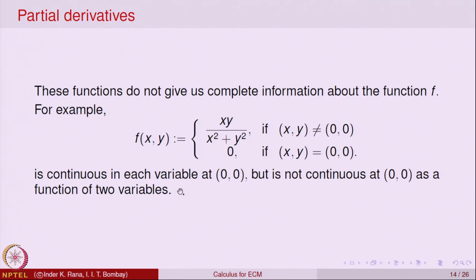So, let us fix. So, here is a statement about a function which is continuous in each variable at x naught y naught, but it is not continuous at the point as a function of two variables. So, let us just have a look at what we are trying to say. So, let us look at the function.